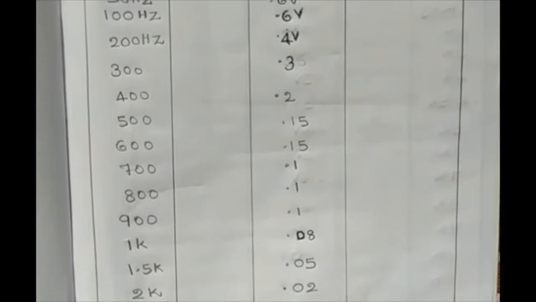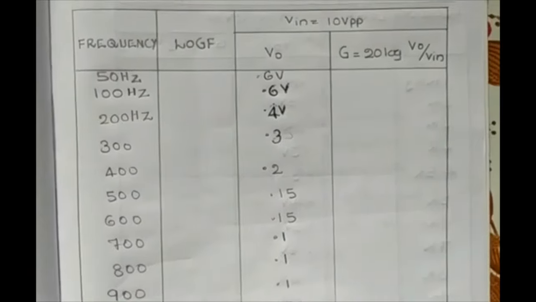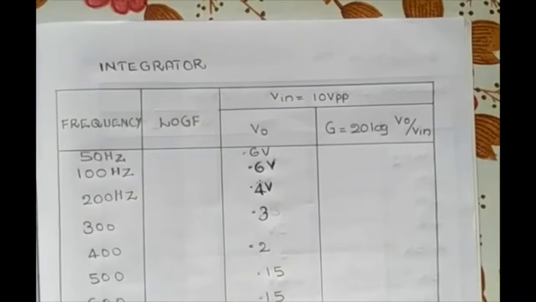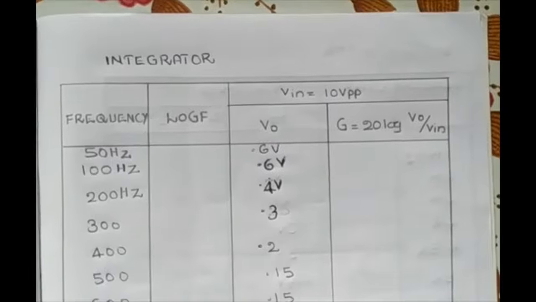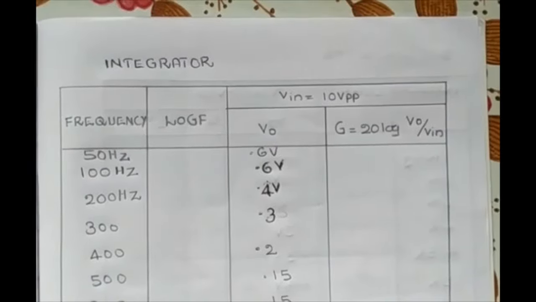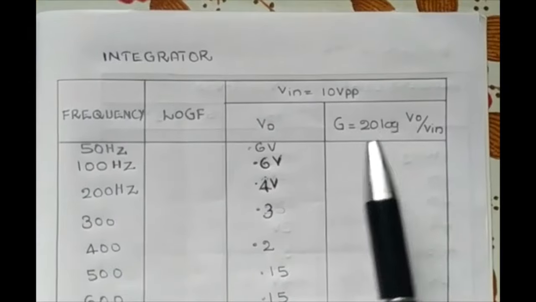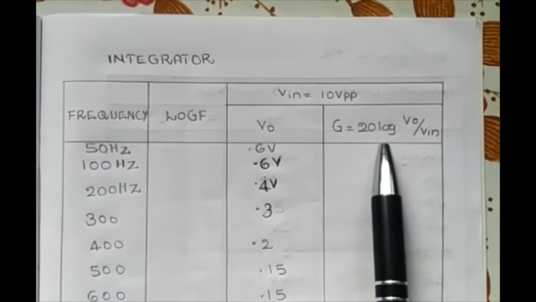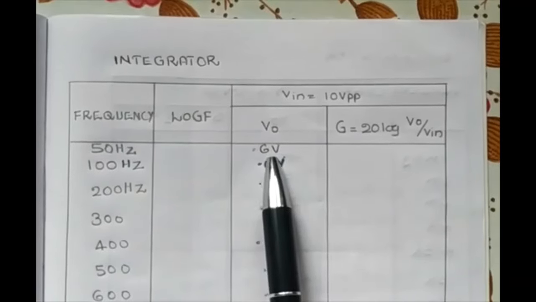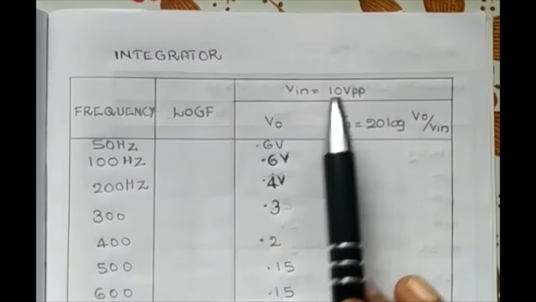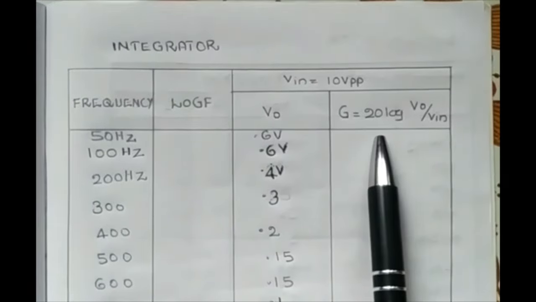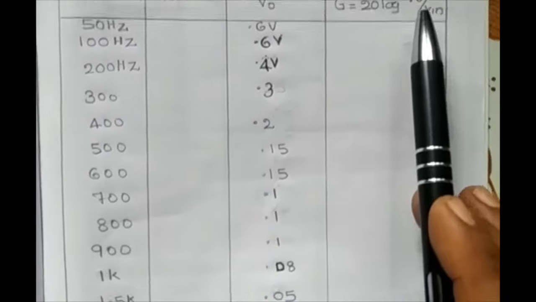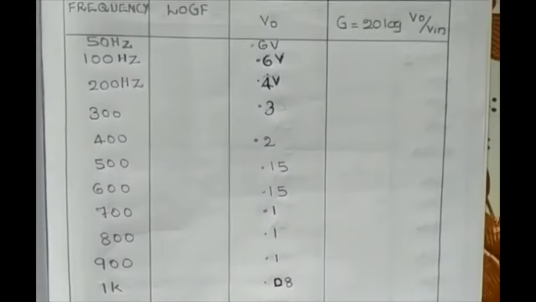Now we have to plot the frequency response of the integrator circuit. It is a graph between the logarithmic value of input frequency and the gain of the integrator circuit. So we have to calculate the gain for each input frequency. Gain is equal to 20 log Vout by Vin. At 50 Hz, gain is equal to 20 log 0.6 volt divided by 10 volt peak to peak. At 100 Hz, gain is equal to 20 log 0.6 divided by 10 volt. Like this, we calculate each gain and plot the frequency response curve.